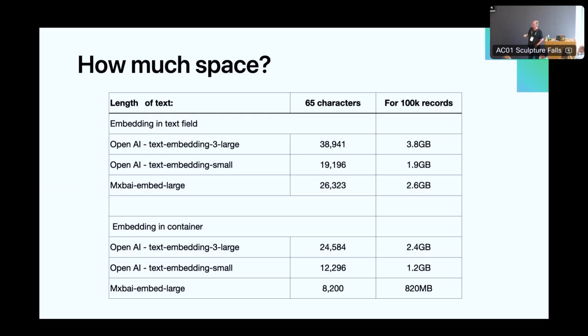And for 100,000 records, that gave me a 3.8 gigabyte database. That's just for one embedding, one field. If I use a small model, it's half the size. If I used a different model, in between in terms of context length, it's about 2.6 gigabytes. And if I store that in container fields, in the case of the large model, we went from 3.8 to 2.4, the small model from 1.9 to 1.2. So containers are definitely a lot smaller.